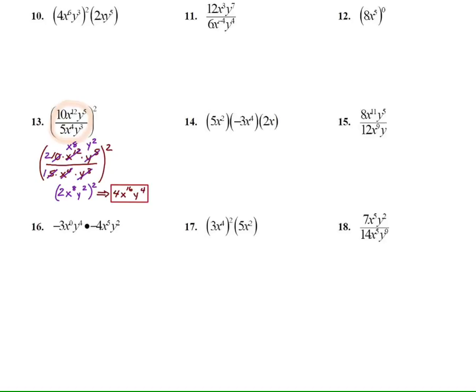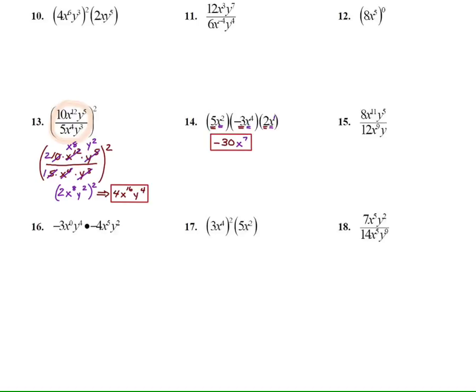14, none of those quantities are raised to any exponent, so I can really just multiply the numerical parts and then multiply the x parts together. So this is going to be 5 times negative 3 times 2, which is negative 30, and x squared times x to the 4th times x to the 1st. You would add all those exponents together, and you get x to the 7th, and that would be it.